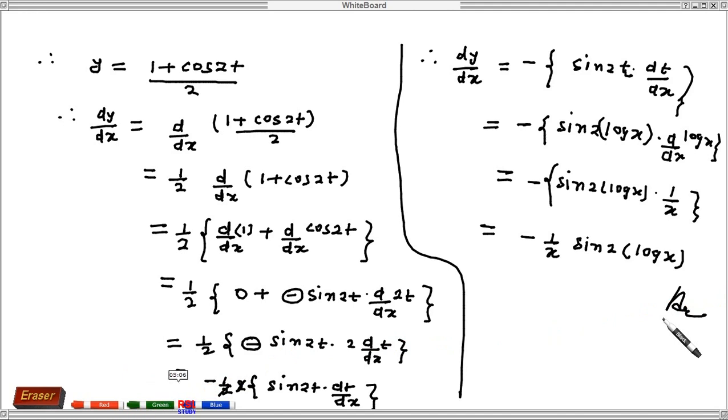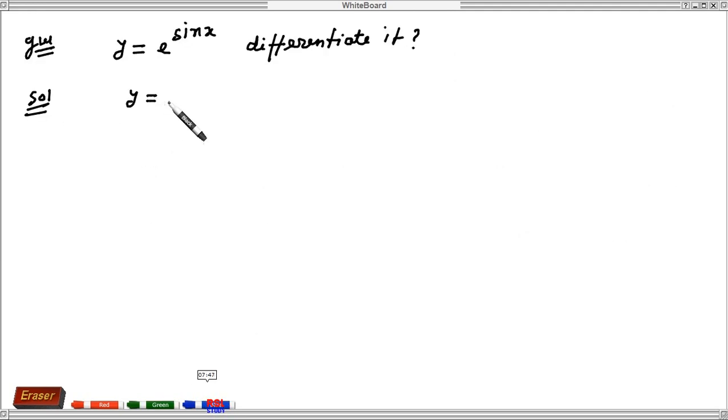Now moving to the next, y equal to e power sin x. In the shortcut method, we will write e power sin x into d/dx of sin x. So the answer will be e power sin x into cos x, because d/dx of sin x is cos x.